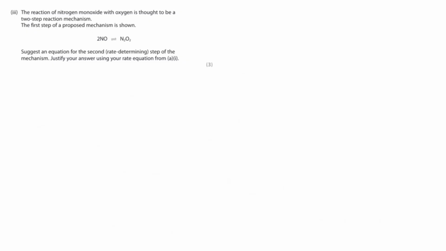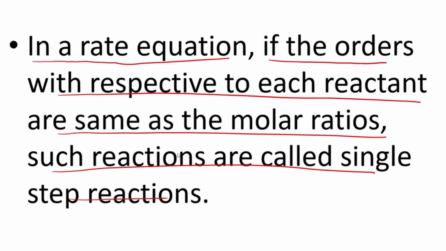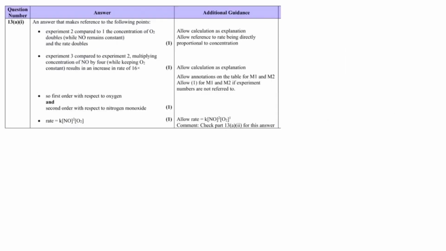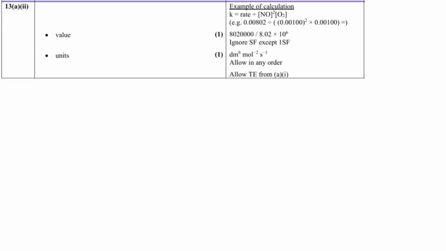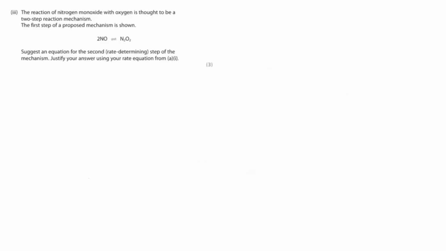Okay, let's see. The reaction of nitrogen monoxide with oxygen is thought to be a two-step reaction mechanism. So I need to go through that rate law again. What was the rate law we found? Okay, NO to the power 2 and O2 to the power 1. So we'll write the rate law in the corner. My rate law says that rate equals rate constant times NO to the power 2 and O2 to the power 1.